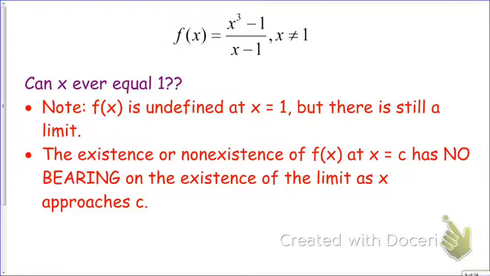The answer is no. Even though f of x is undefined at x equals 1, we can still have a limit. The existence or non-existence of a function f of x at x equals c has no bearing on the existence of the limit as x approaches c. We're now going to take a graphical approach to finding limits.